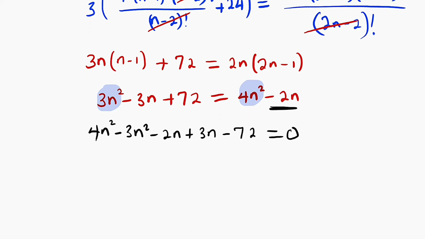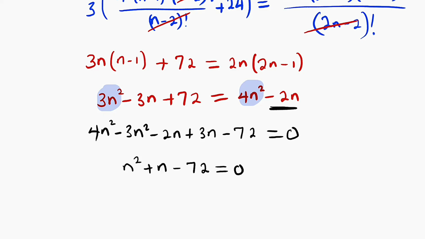To the left hand side, we have 4n squared minus 3n squared, which is just n squared. Then negative 2n plus 3n will give us positive n. The minus 72, this is equal to 0. Now that we have a quadratic equation, this quadratic equation can be solved by factorization.